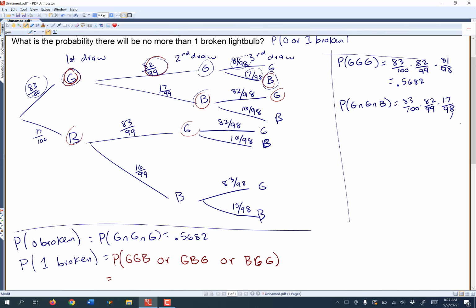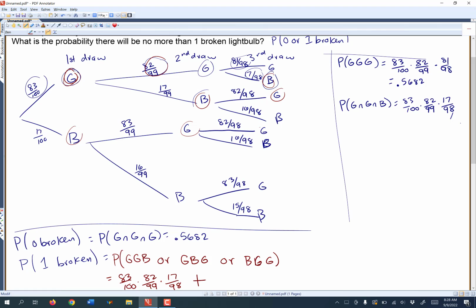So for good, good, broken, that's the one we just found up here. So that's going to be 83 out of 100 times 82 out of 99 times 17 out of 98. Now this is where, if I didn't want to actually do the tree, I would just skip right to this step. I'd write out these are my 3 possibilities. And then I just find the probabilities based on saying, oh, well, I need good. That's going to be 83 out of 100. I need another good. That'll be 82 out of 99. And I do all my math that way. The tree is really helpful to make sure you actually write out all of your possibilities. So for just 3 things, it's not very hard to do it in my head. If you're getting more complicated or you want 2 broken ones or something, it gets much more complicated, and then I really like the tree.